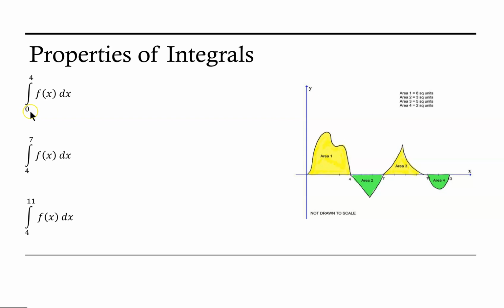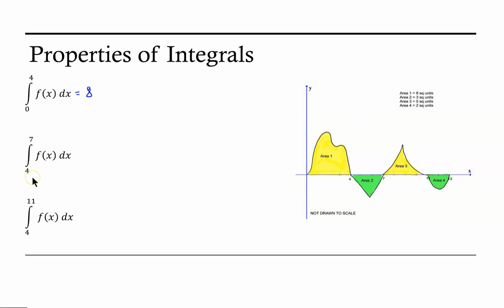So we're looking at the interval from x equals 0 to x equals 4. From x equals 0 to x equals 4, we see that this area 1 is created between the function itself and the x-axis. And over here we can see that the area of that region is 8. So the integral from 0 to 4 of f of x dx is 8.